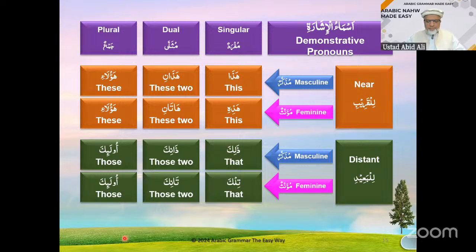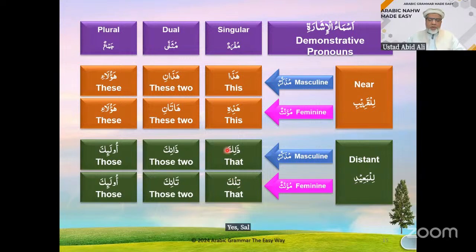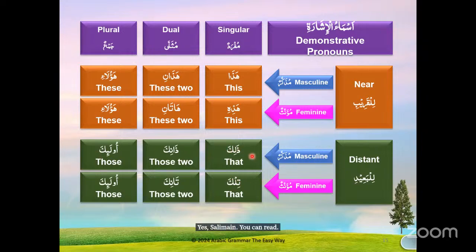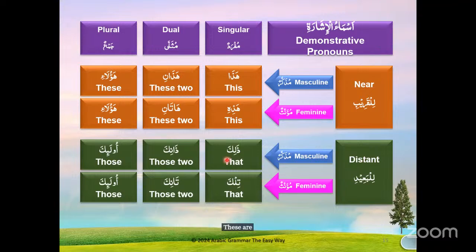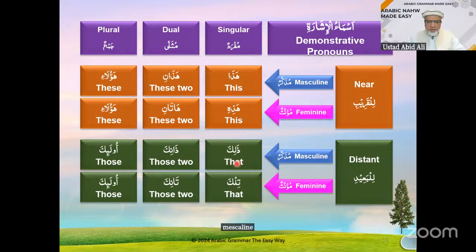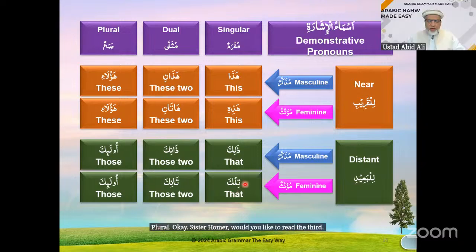Brother Fahim? Assalamu alaikum. Can you hear me? Yes, Ali Bhai, you can read the top line. Okay. Dhalika, dhanika, ulaika. Okay, and these are for the distance. These are for distant masculine. This is the singular, this is the dual, and this is the plural. Okay. Sister Homa, would you like to read the fourth line?